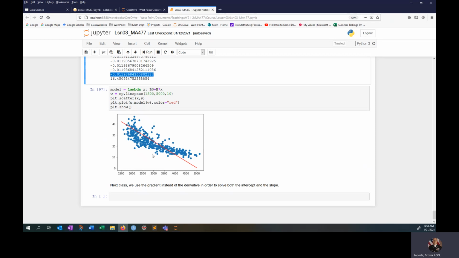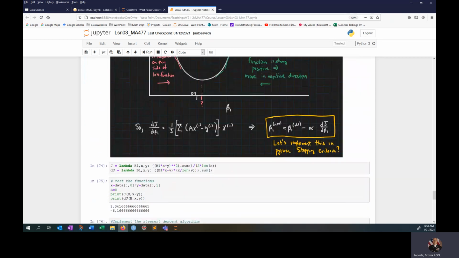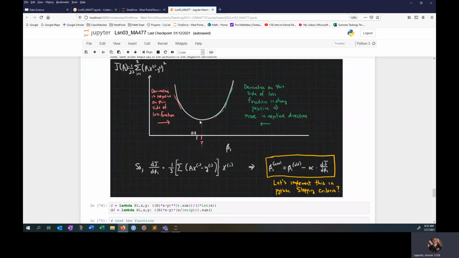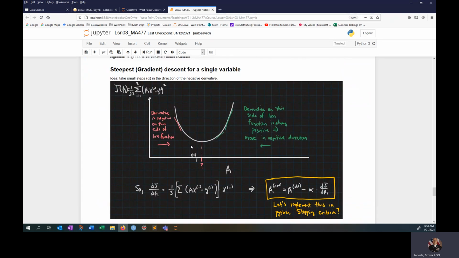So this is the goal of our work today, to get a line through all of those data points. Now, is this the best line? Probably not. I don't think beta 0 equals 60 could possibly be the best line, but we'll talk about multivariable gradient descent later on. And I say gradient descent, but in this case it's really just derivative descent, because we haven't really taken a gradient since we only have a single variable right now.